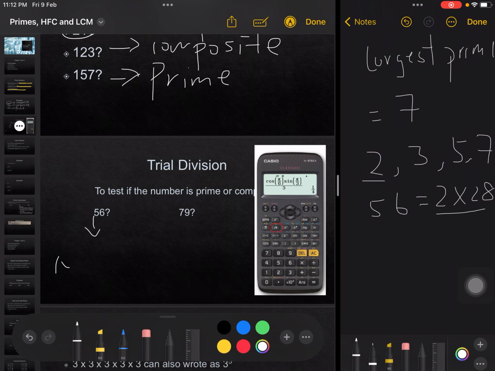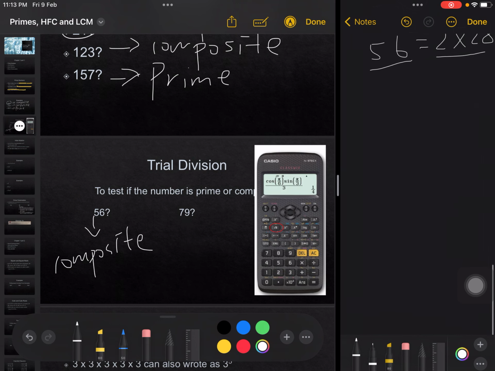Okay, composite. So how we use trial division is, once we get the largest prime, which is 7, we test whether any of the primes from 2 to the largest prime are factors of 56. Okay, so let's take a look at another example.